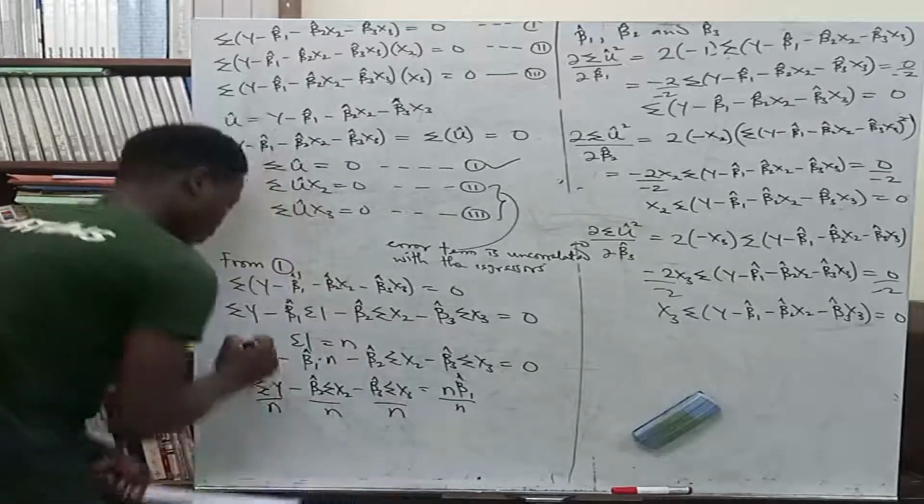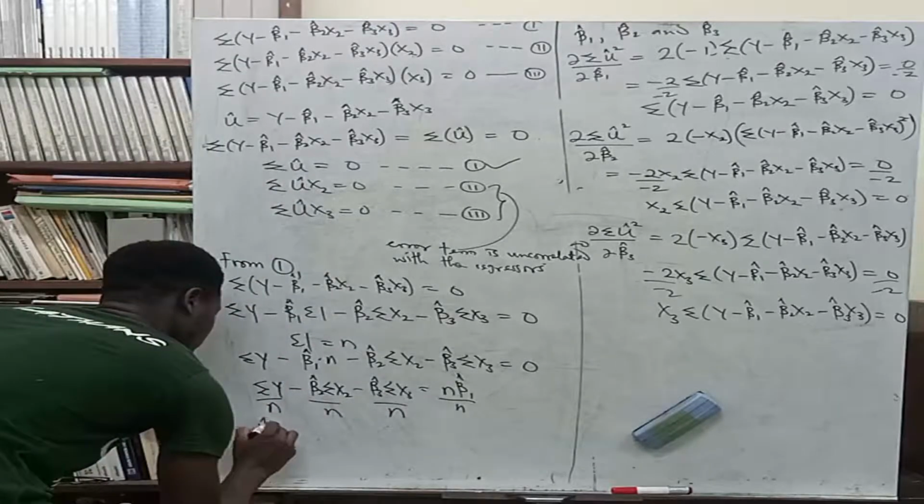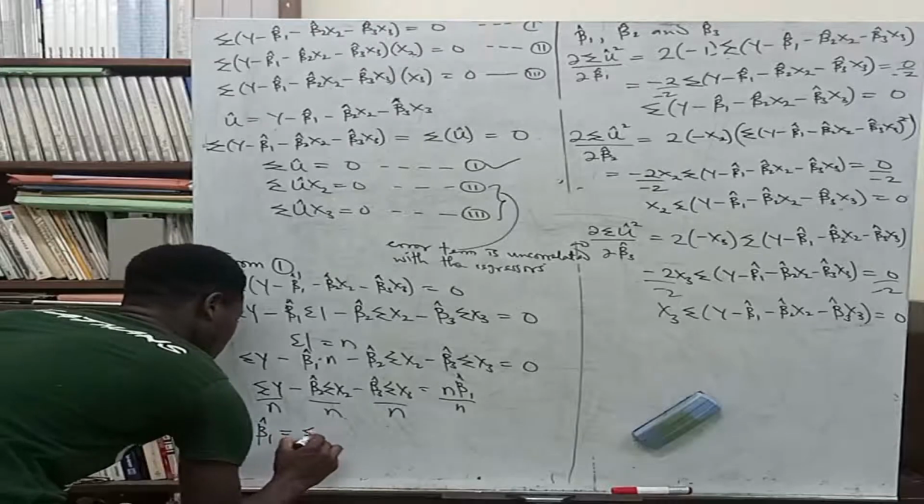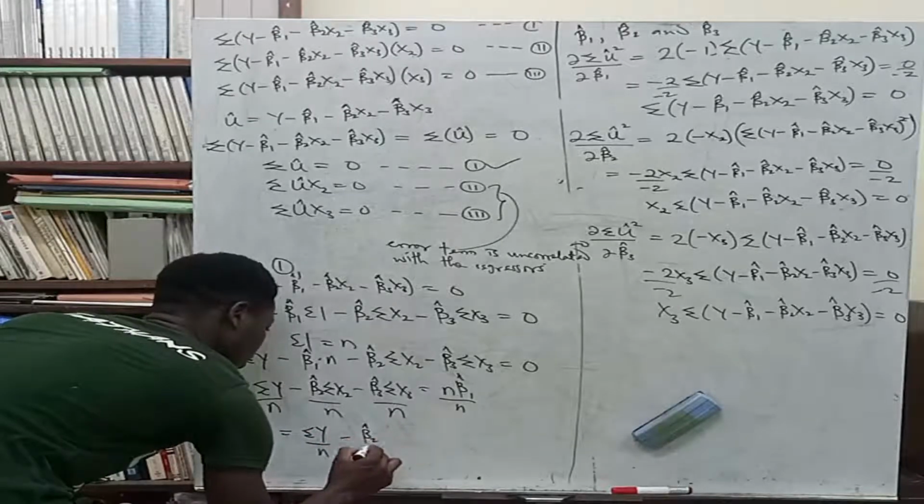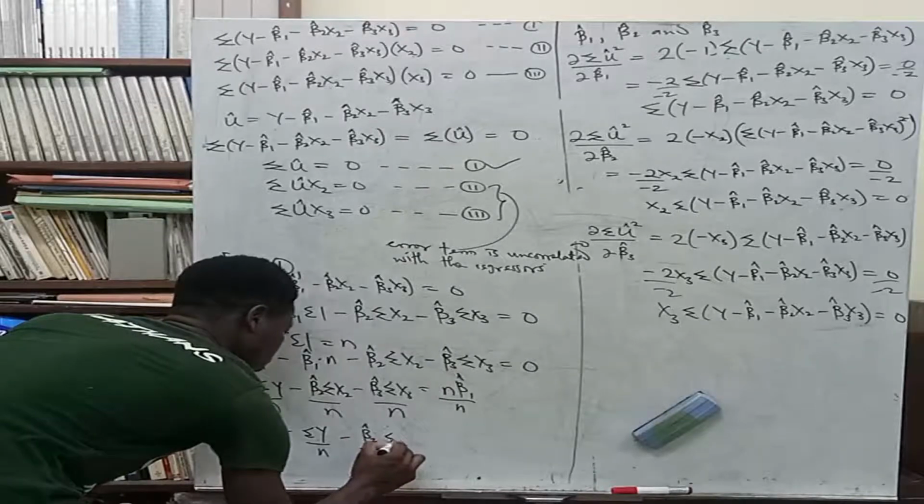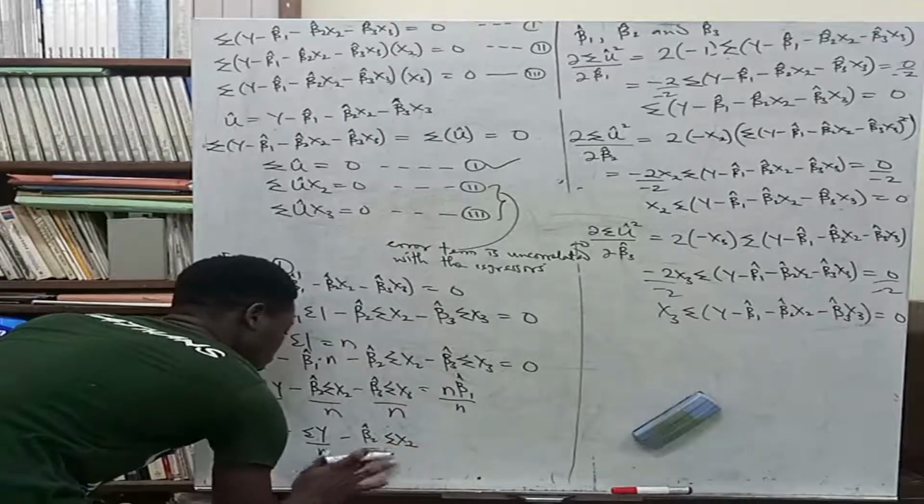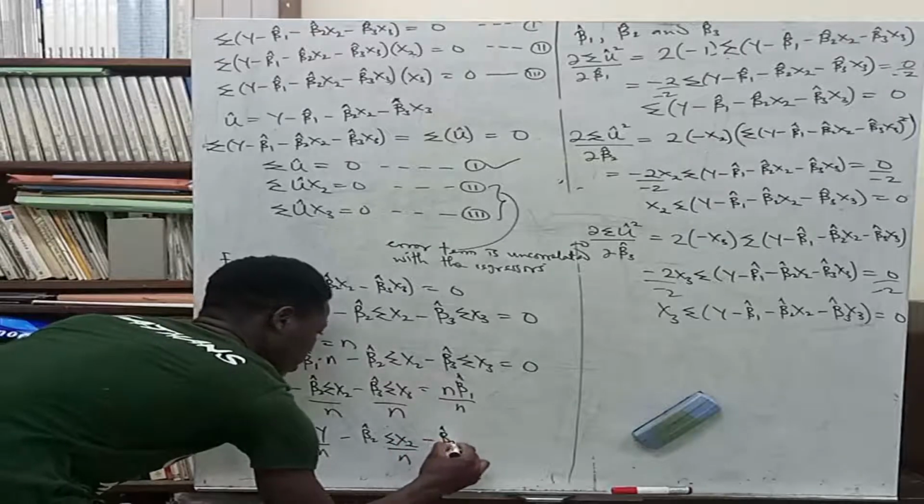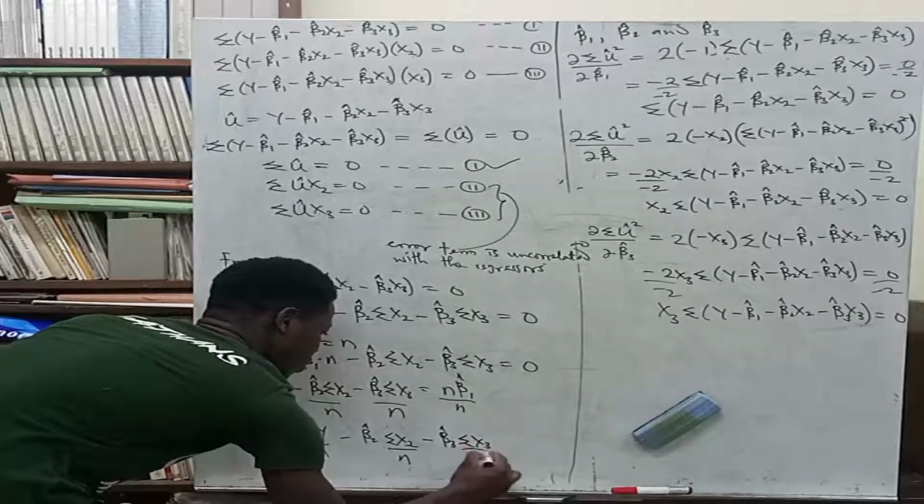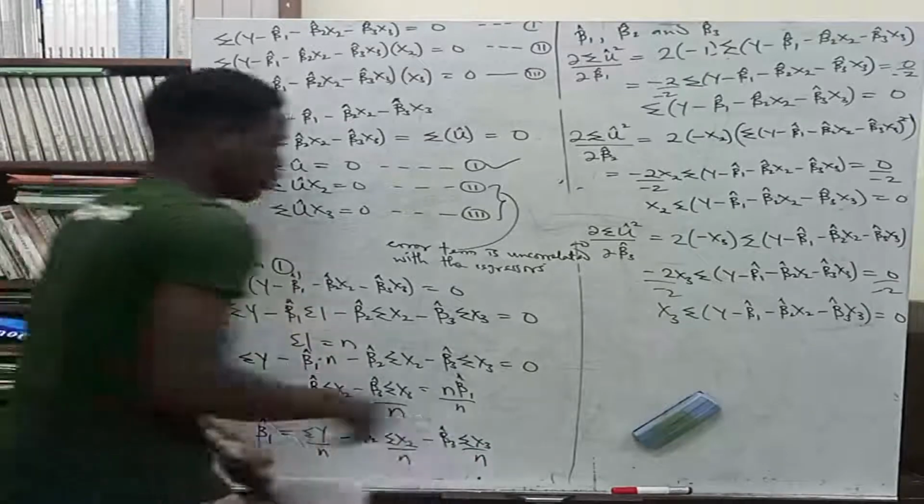Beta 1 hat equals the summation of y over n, minus beta 2 hat times the summation of x2 over n, minus beta 3 hat times the summation of x3 over n. So we move from there.